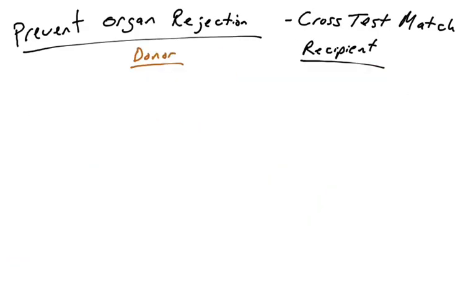So how is this prevented? One way is to make sure that the recipient doesn't make any antibodies that bind molecules on the surface of the donor cells. And this can be done using something called a cross-test match. So let's see how a cross-test match works. So what we do is we take some of the donor cells and we want to check the recipient's antibodies. Do they have any antibodies that bind molecules on the donor cells?